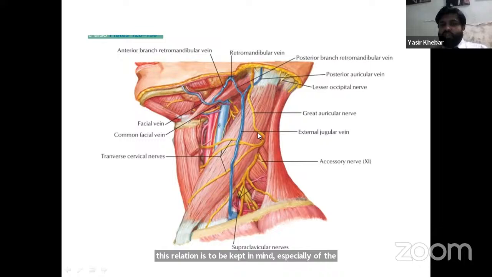Then these are branches of the cervical plexus. We are not going to discuss it. Let's just keep it simple. But we have to see this important structure that is lying behind the sternocleidomastoid, behind the anterior scalenus muscle. This is the brachial plexus.